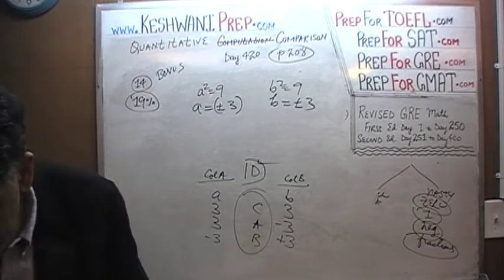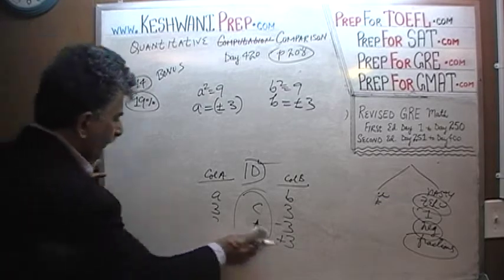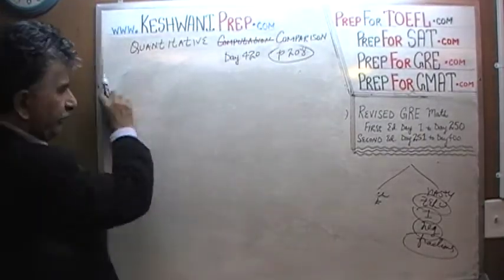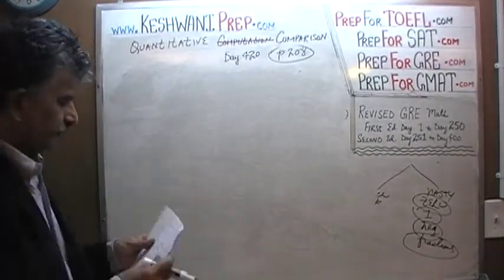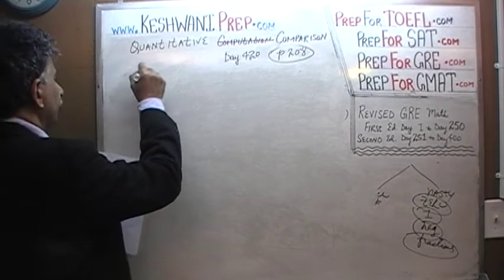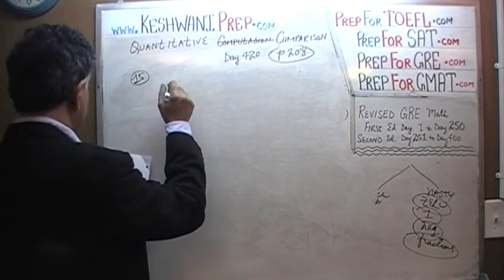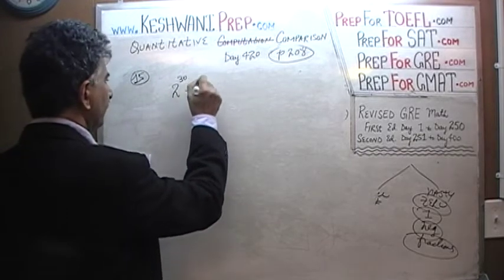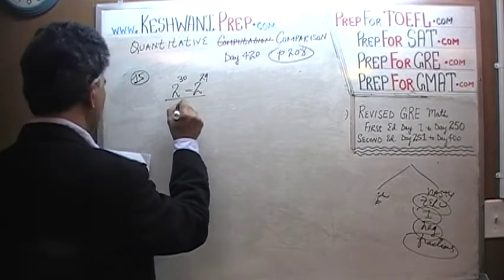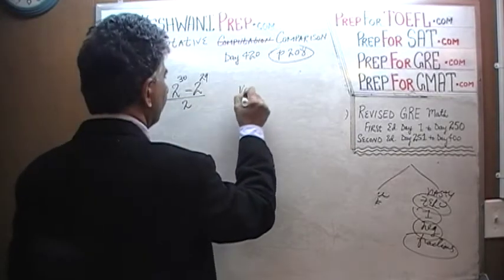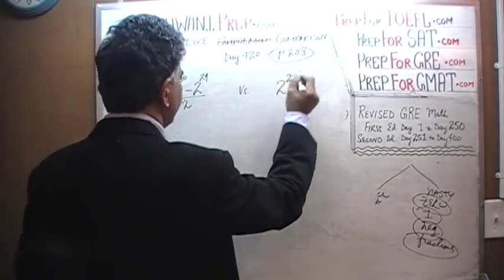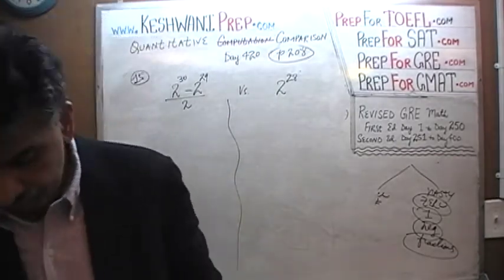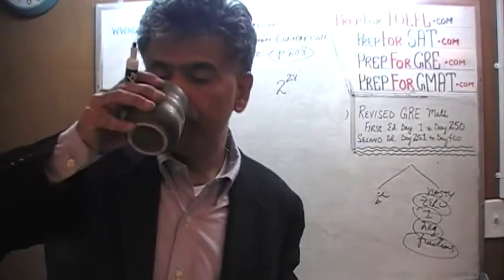Last one, number 15. I don't know why I took so long, because number 15 is going to take a while. Number 15, we are told to compare these two quantities, 2 raised to 30 minus 2 raised to 29 over 2 versus 2 raised to 28. There are two ways we can go about this problem.